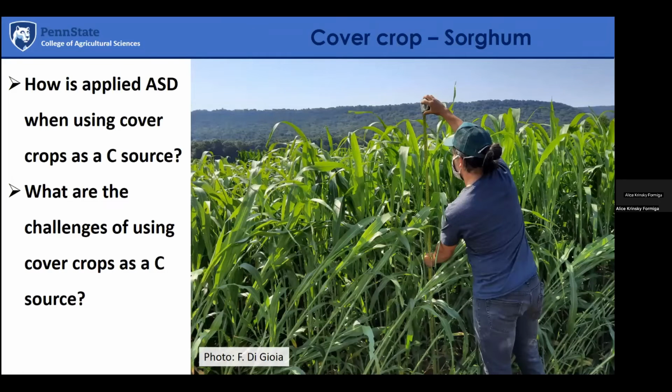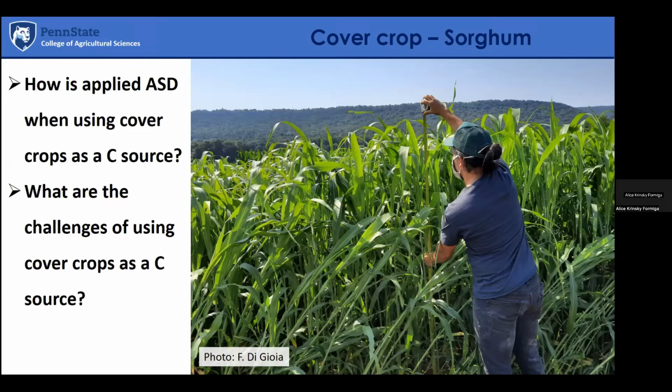And it was a demonstration that we could do ASD application with a cover crop, growing the cover crop as a summer crop and then doing the application in the fall. That application was done at the end of August, beginning of September.